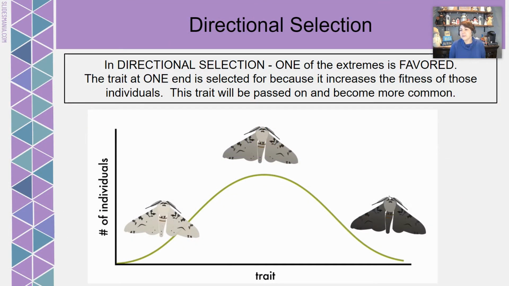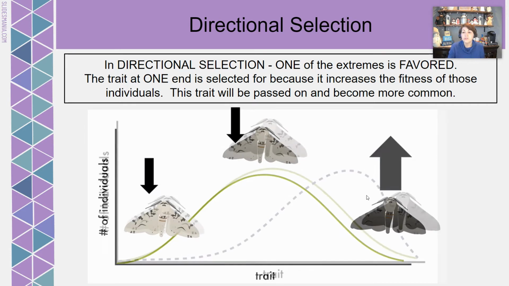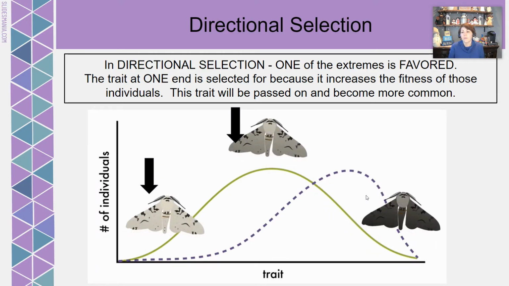So the first type of selection is considered directional selection. In directional selection, one of the extremes is favored or selected for. So one of the extremes makes it easier for that organism to survive and reproduce. So we should see an increase in that extreme and a decline in the other extreme and in the average. And so the graph will shift towards that one extreme in one direction. So this is called directional selection.